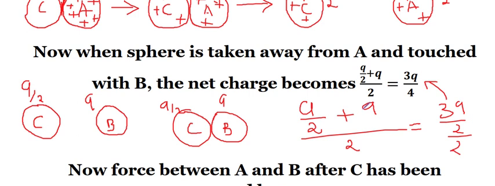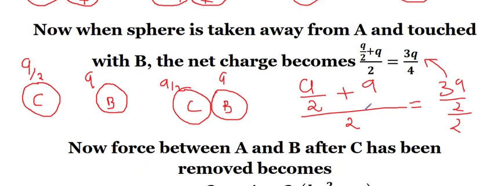So for you to be able to get the net charge on each of the spheres, you simply sum the individual charges and then you divide it by 2, since the charge redistributes itself such that the charge on each of the spheres will be exactly the same. So you just have the sum of their charges.